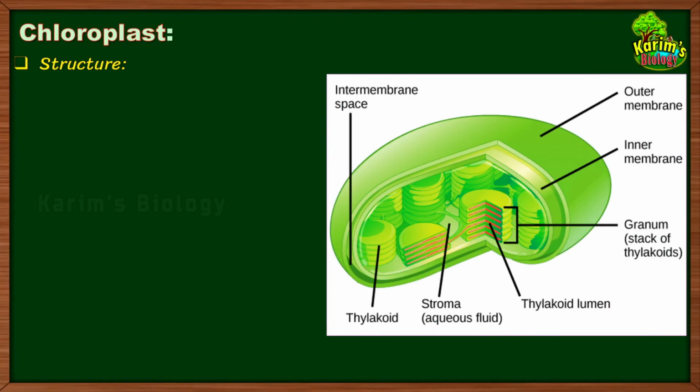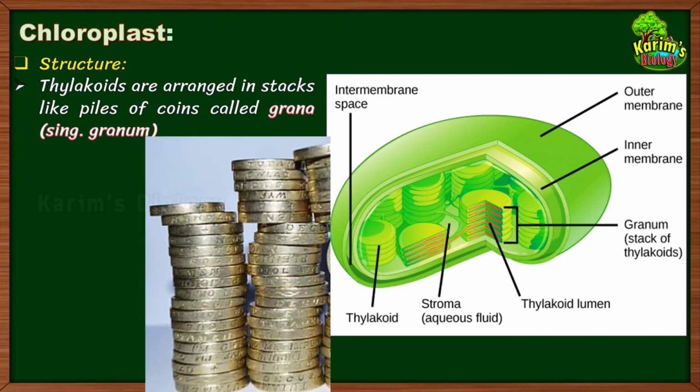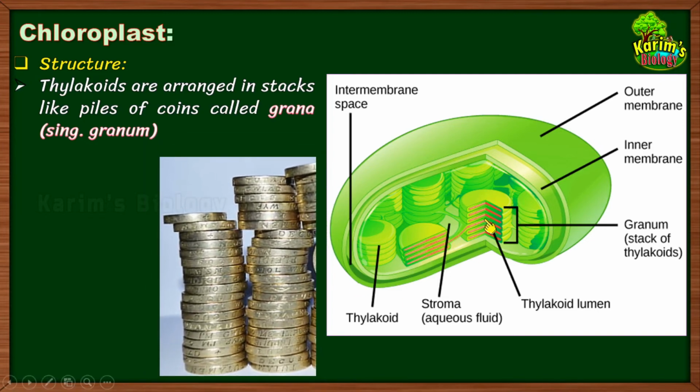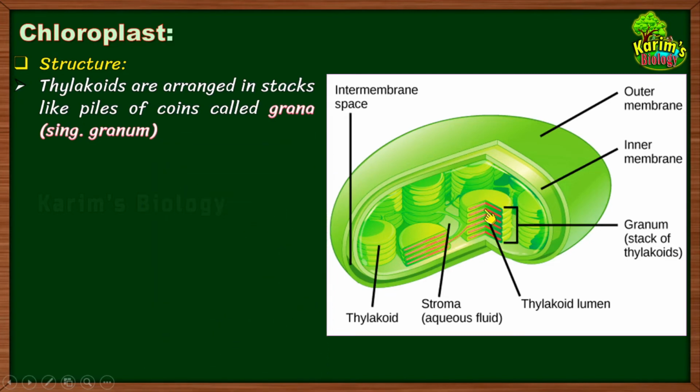Now, one more thing about the chloroplast is that thylakoids are arranged in stacks like piles of coins. Can you see these thylakoids here once again? This is a thylakoid. This is another thylakoid. This is another thylakoid. Like that, how are these thylakoids arranged? They are arranged one above the other. If you take 1 rupee coins and arrange them one above the other, how do they appear? They appear in the same way here. When these thylakoids are arranged one above the other, they form a stack or bundle-like structure. This stack of thylakoids is called a granum.